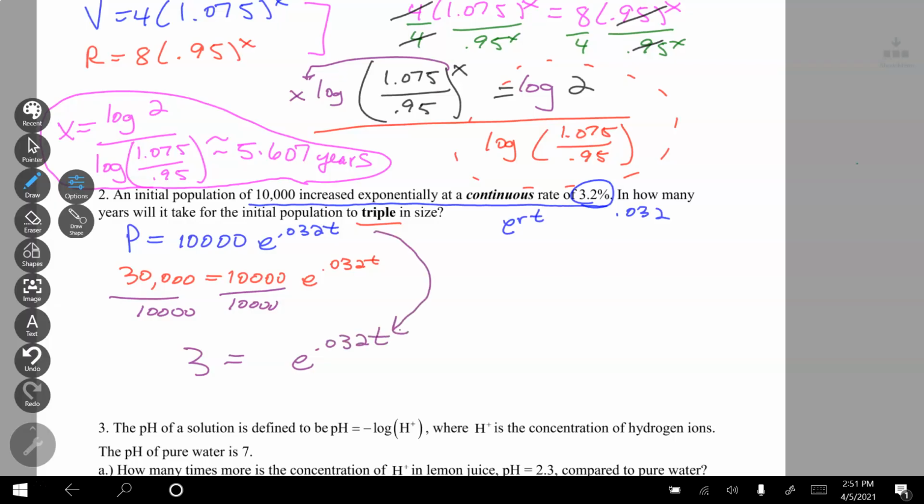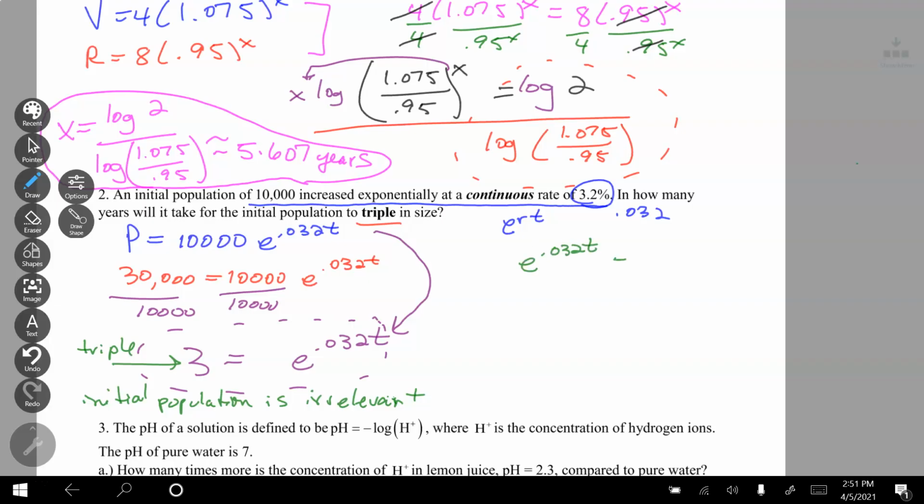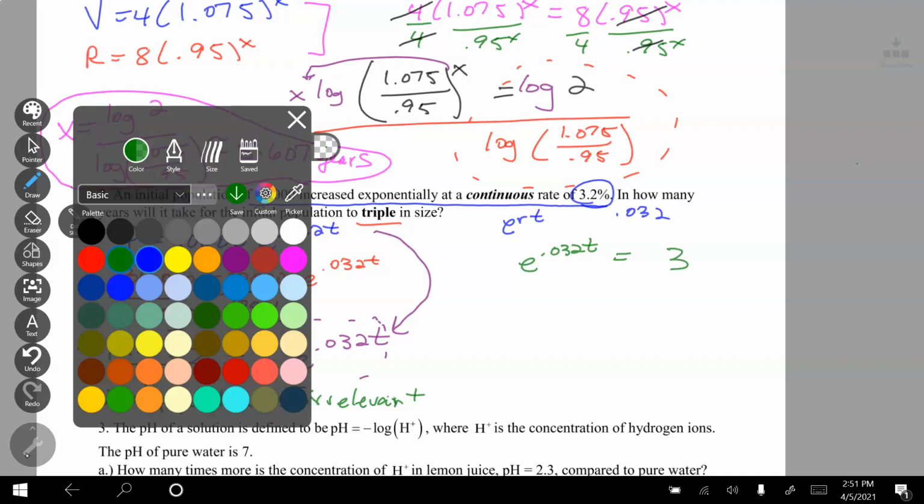To me, I could have done this to begin with. I could have done this problem to begin with, because what did I really want? I wanted triple. So the initial population is irrelevant. I don't care if the population was 10,000 or 100 or 2. Triple is triple. Well, I'm going to rewrite this problem over here. e to the 0.032 t is equal to 3, triple.